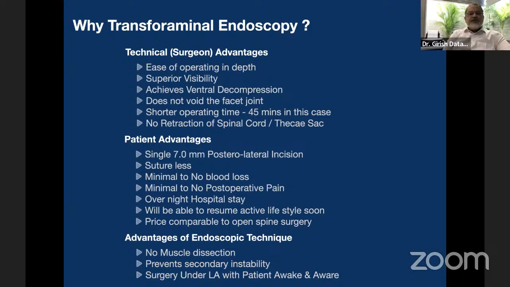So why do you do this? It's technically easy, because you can work within the depth, with superior visibility, and achieve good ventral decompression without retracting any of these neurological structures, and it does not violate the facet joint. Especially in upper lumbar herniations where the foramens are larger, you don't need a foraminotomy. But at 4-5 and 5-S1, you often require a foraminotomy, where you cut the non-articular part of the superior articular process so that you can get a more dorsal access. Shorter operating times: herniations like this don't take more than 25-30 minutes by and large.